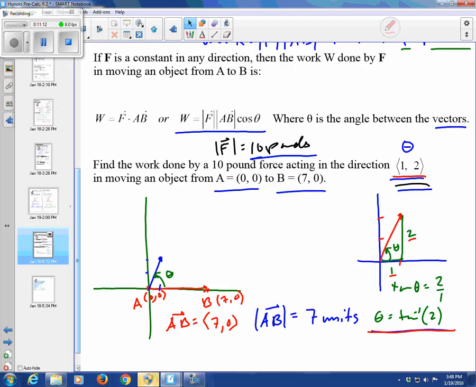So what I want you guys to do is put all this together and come up with the work done on the object. And we'll talk a little bit about how we get this after you do this. So go ahead and pause the video and give this one a shot.